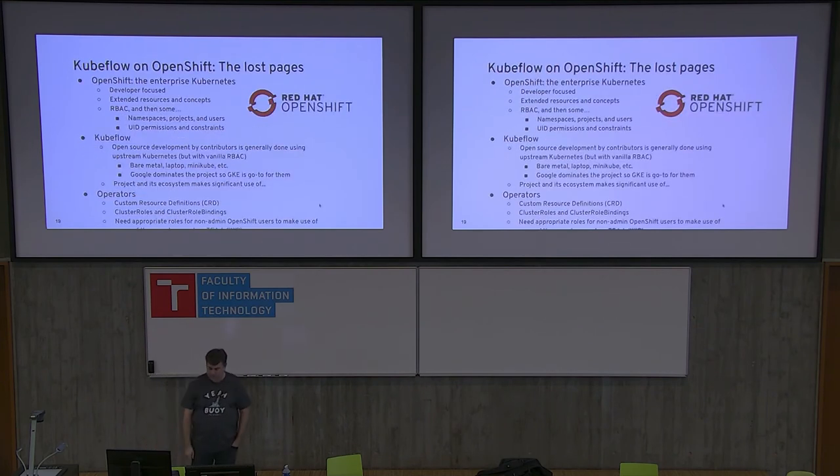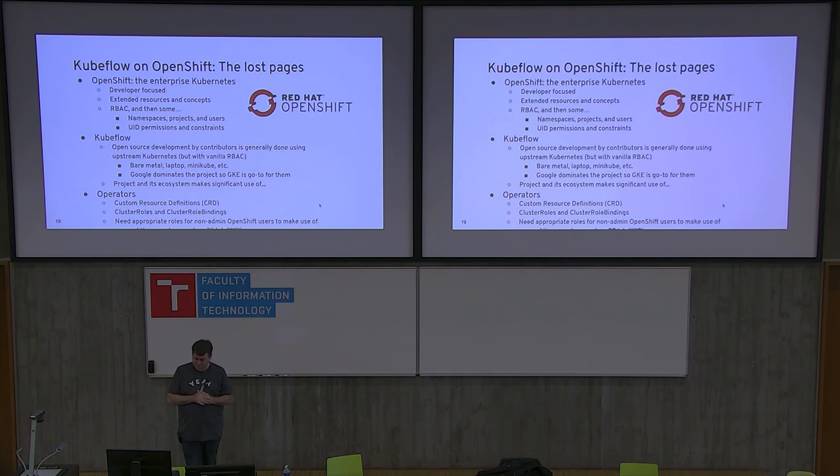Kubeflow and OpenShift. So we've talked about Kubeflow, how it exists naturally on Kubernetes. So on the website, going back some ways, there's a troubleshooting section for different things like Minikube and stuff like that. I added one a long time ago for OpenShift. It's slightly out of date now, it needs to be updated.